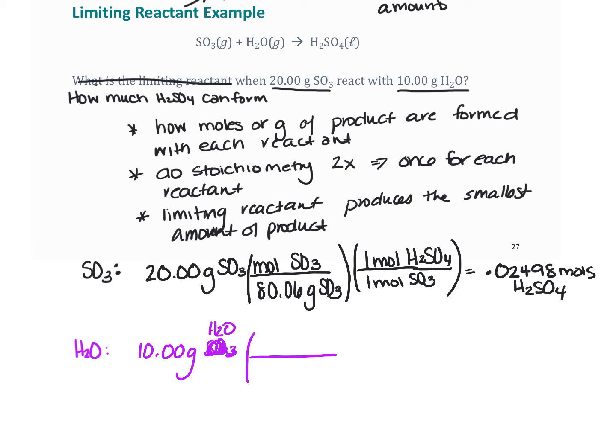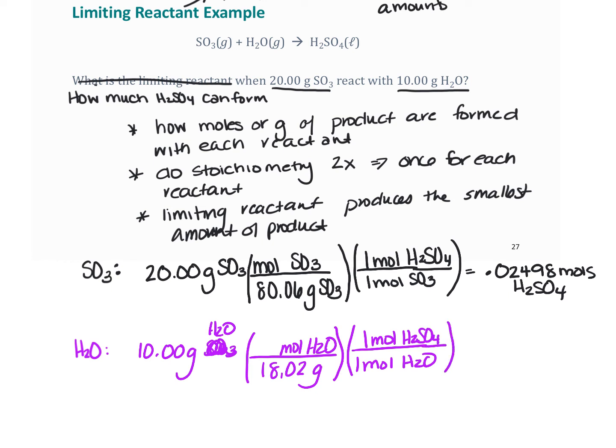I know using my molar mass that water is 18.02 grams per mole of water. And then I can go up and use my mole ratio to say, look, I have 1 mole of H2O for every 1 mole of H2SO4. Okay. You'll notice your units cancel, right? So our grams cancel here, our moles cancel here. We're left with moles of H2SO4. When you do this math, you get 0.05594 moles of H2SO4. Okay?